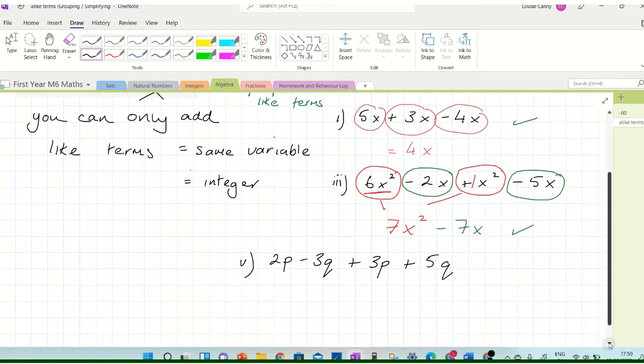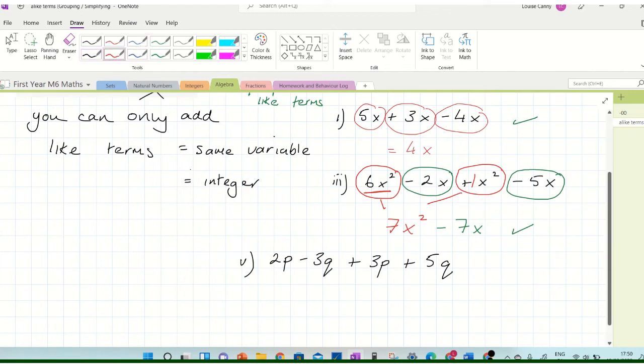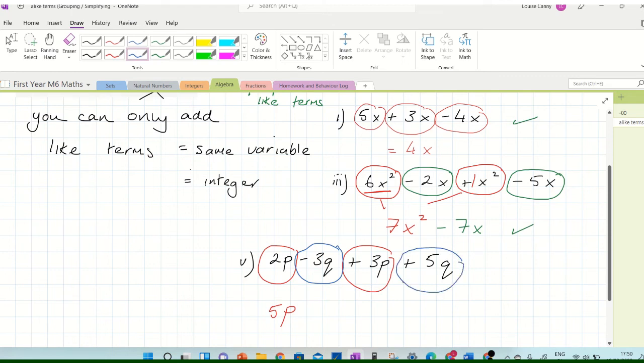So I'm looking for like terms, so I'm going to go along, look at my first term, I have 2p. I'm going to see if I have any more p's there. So I have plus 3p. So they're like terms, I can add them together. 2p plus 3p is equal to 5p. And now I'll go along and I'll see if I have any other q's that I can put with this one. So I have minus 3q plus 5q. So minus 3 plus 5 is going to get me to plus 2q. And once I get to there, there's nothing more I can do. I have simplified, I have grouped my like terms, and I'm finished.